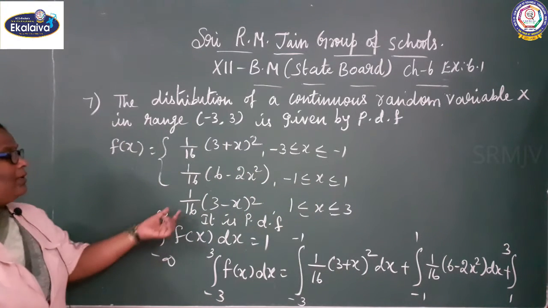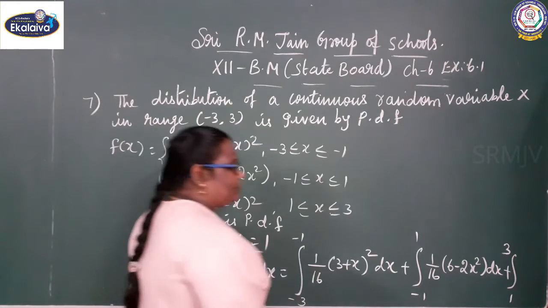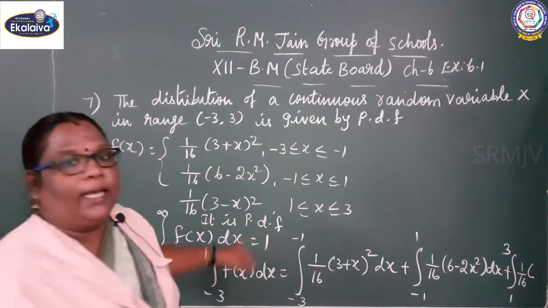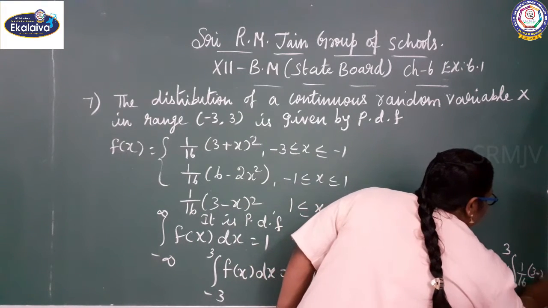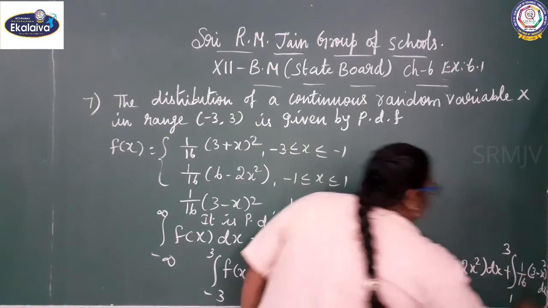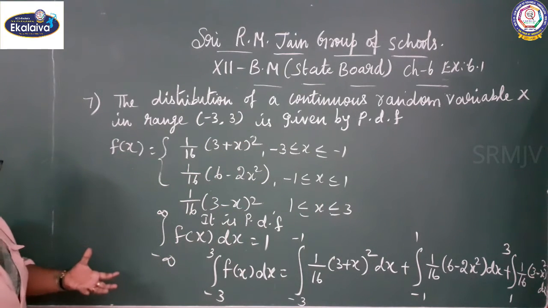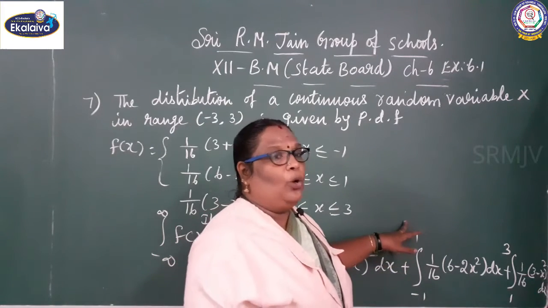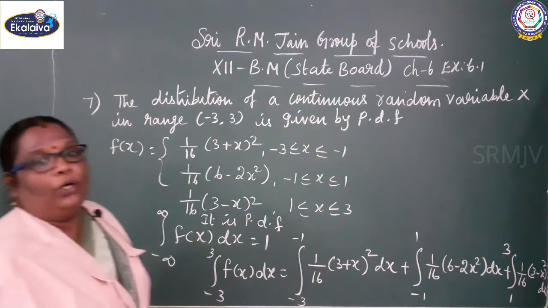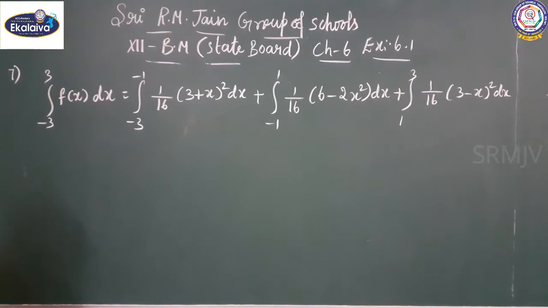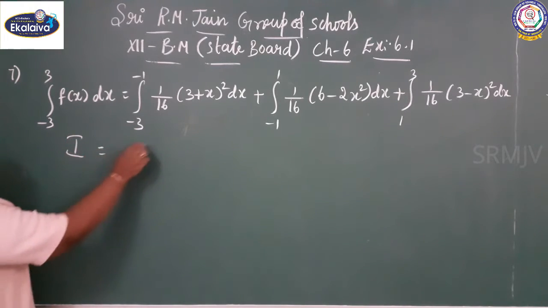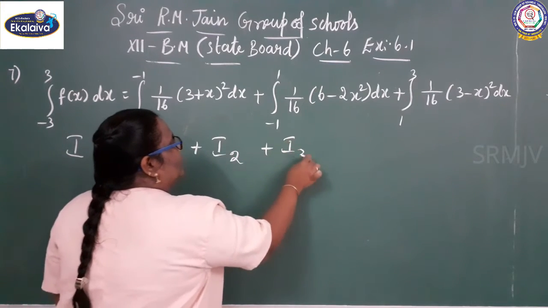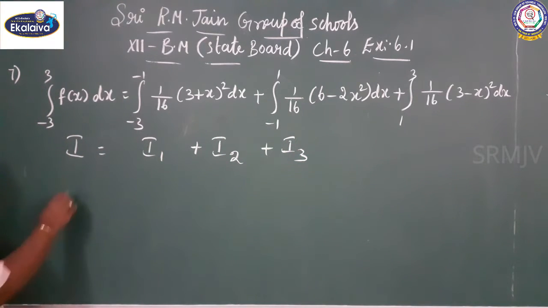integral 1 to 3, 1 by 16, 3 minus x the whole square into dx. You split up the area into minus 3 to minus 1, minus 1 to 1 and 1 to 3. See, you can take it as I equal to I1 plus I2 plus I3. You separately find the value first.